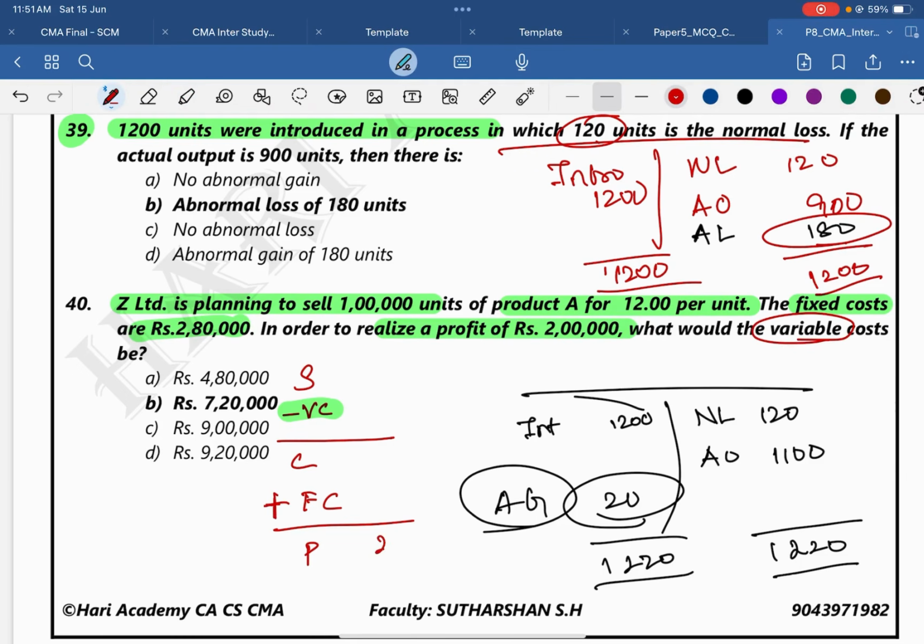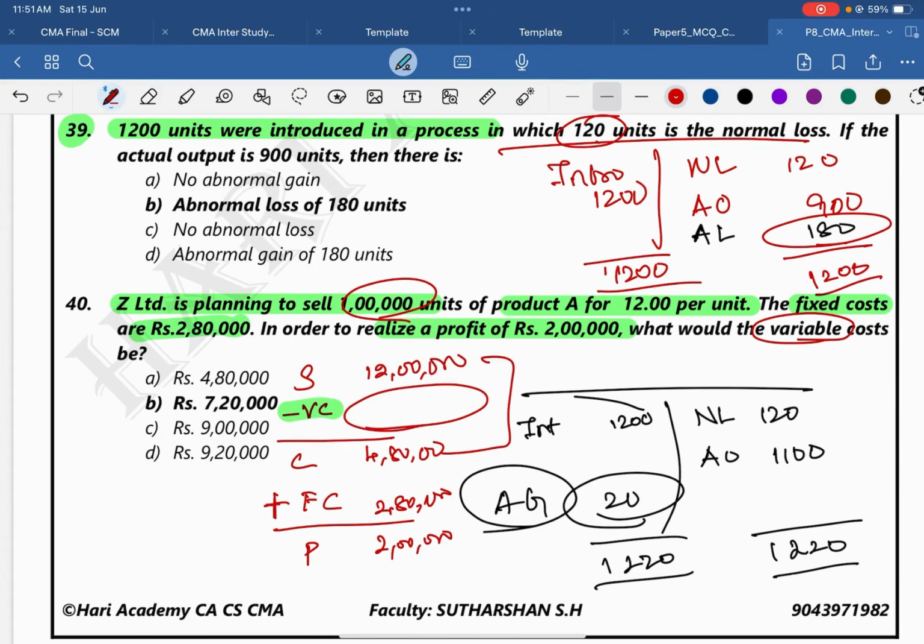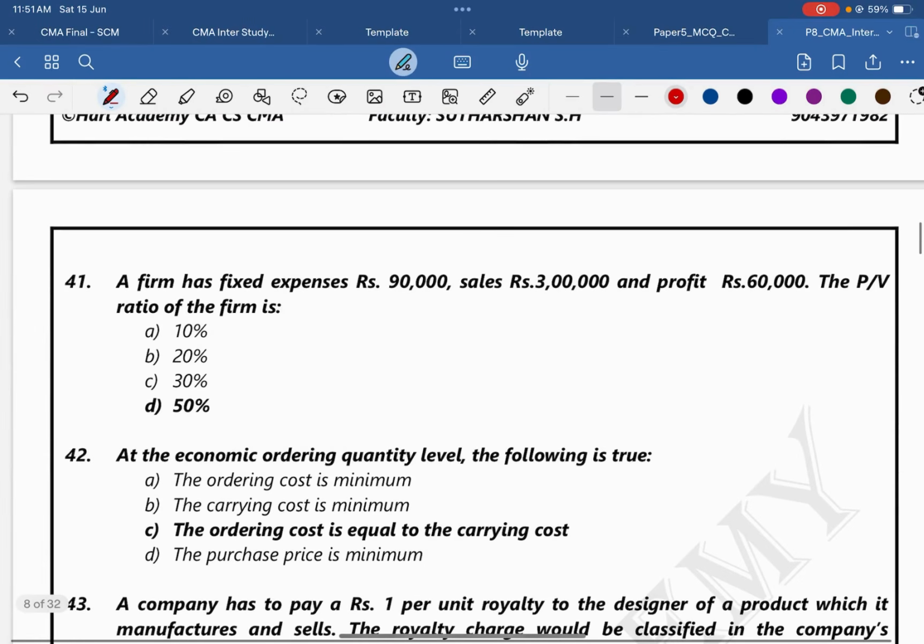Okay, what is the profit? 2 lakh. What is the fixed cost? 2 lakh 80. Now it will become how much? 4 lakh 80. Then 1 lakh units into 12 per unit will become 12 lakh. Then subtract 4 lakh 80 from 12 lakh. If you subtract, you will get 7 lakh 20. That's your variable cost. Then question number 41 quickly we will do.